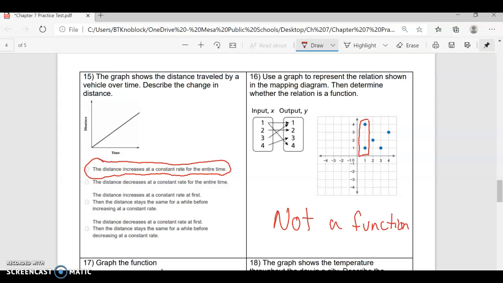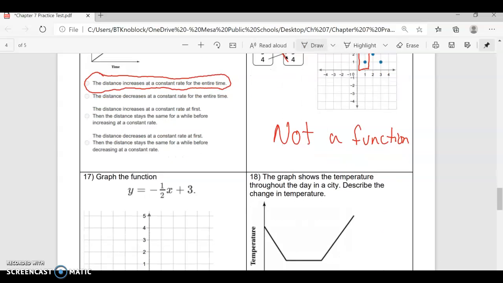So if you do a line check, you do a vertical line all the way across. If it hits 2 points at one time, it is not a function. Could have told that also right there because the 1 hits 2 different numbers.